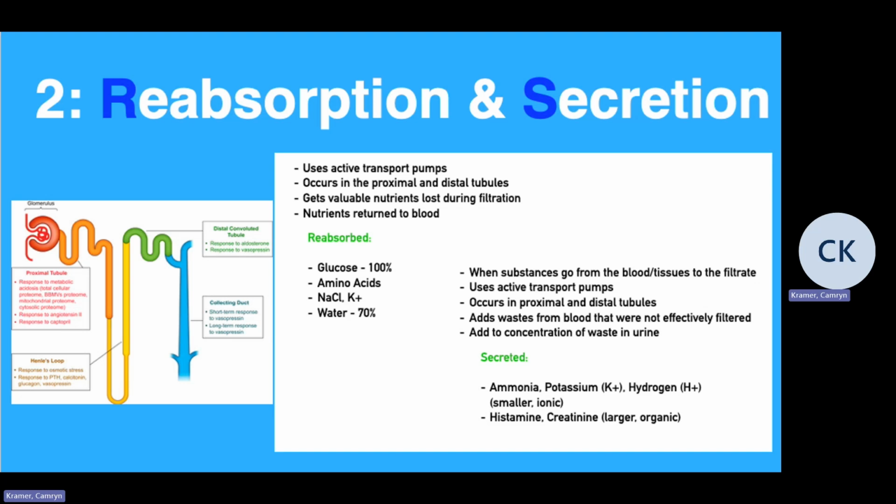Meanwhile, secretion is the opposite process. It's where certain wastes like ammonia and potassium are actively transported from the blood into the tubules. This step ensures that any leftover or toxic substances that weren't filtered out initially can still make it into the urine.